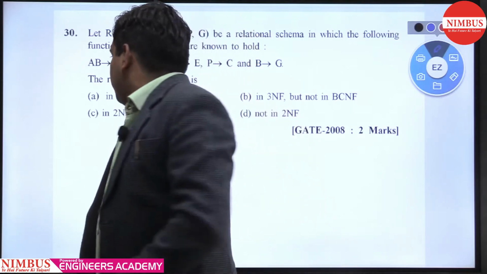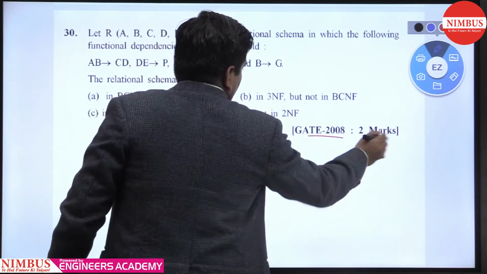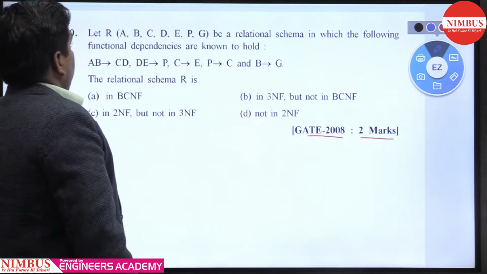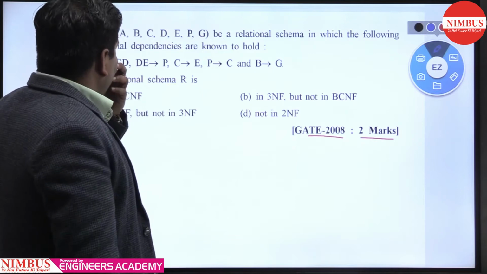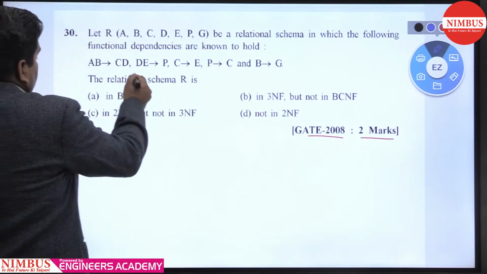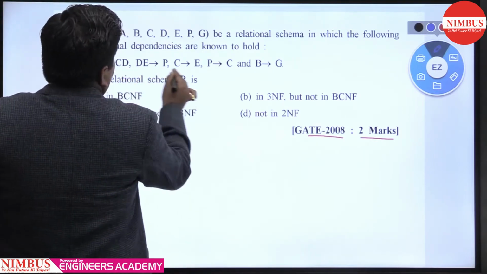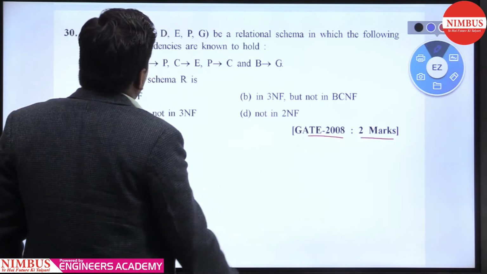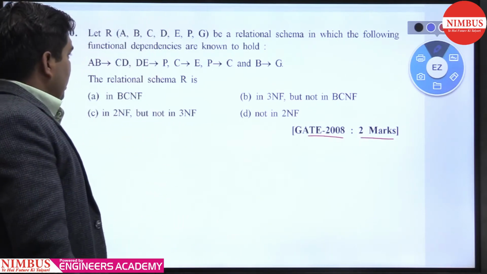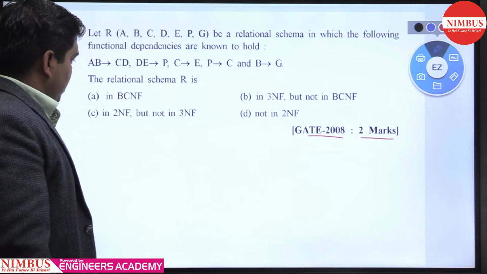Hello student, this is the question GATE 2008, 2 marks. What is the question? A relational schema R is given with the set of FDs: AB → CD, D → P, C → E, P → C, and B → G. And it is asking which normal form the relational schema R is in.